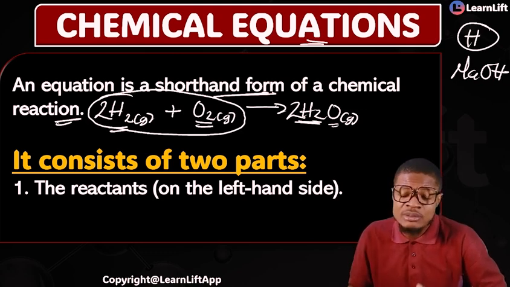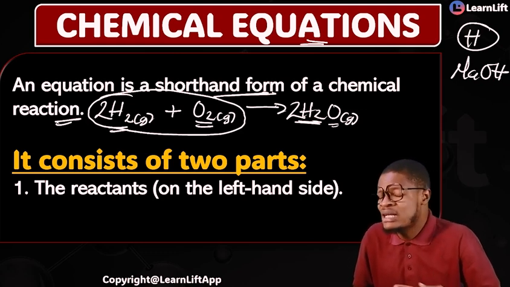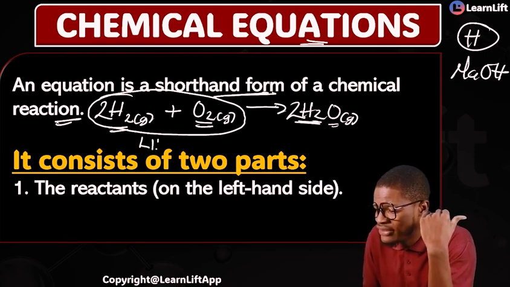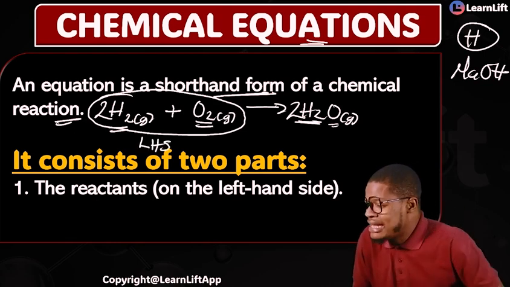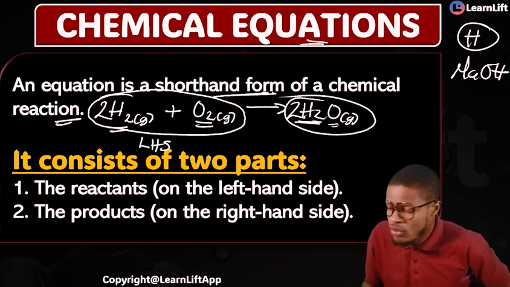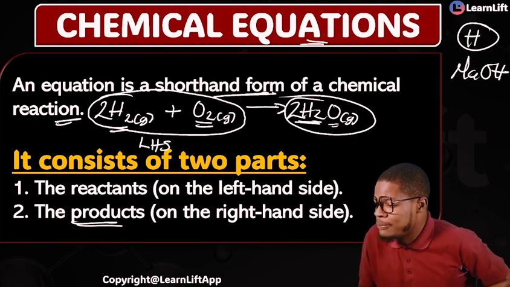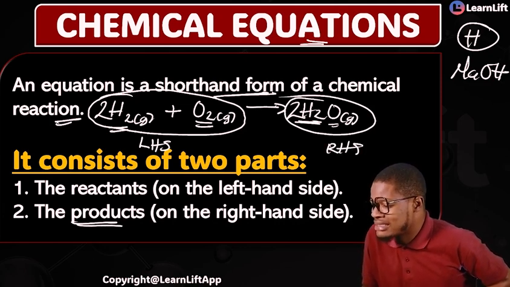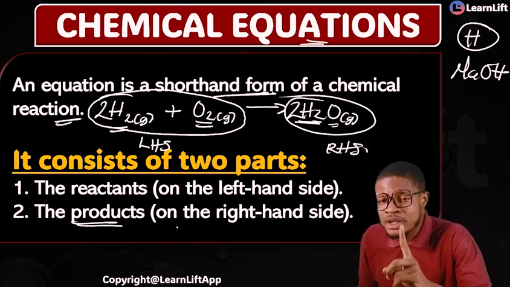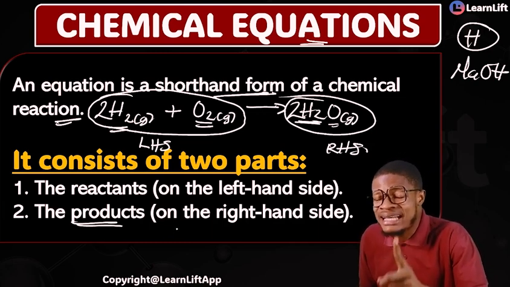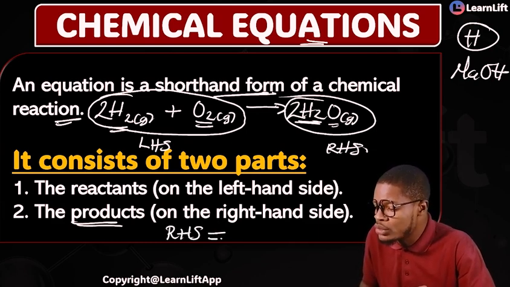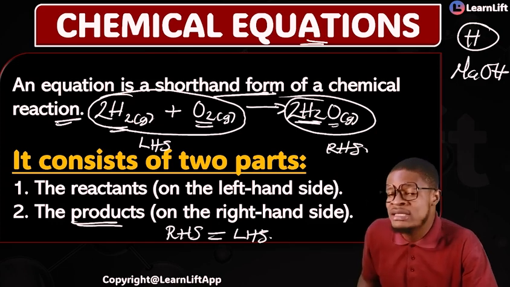So a chemical equation is made up of 2 parts. Number 1 is the reactant, which is usually on the left-hand side. This here is the left-hand side of the equation. And the second part is the water that is now formed, and that is what forms the products. And the product is on the what? Right-hand side. Now listen to this. In a balanced chemical equation, the right-hand side must be equal to the what? Left-hand side.